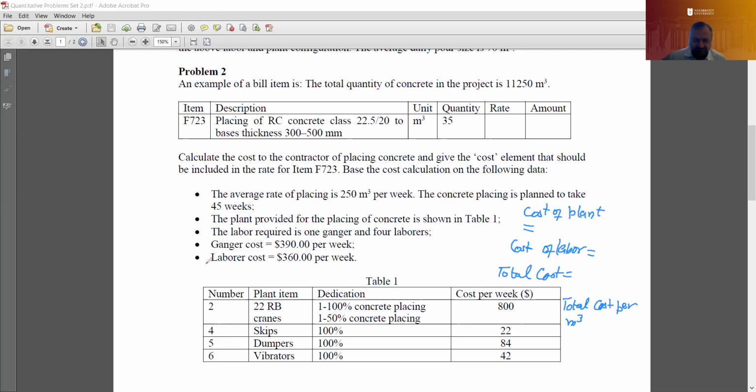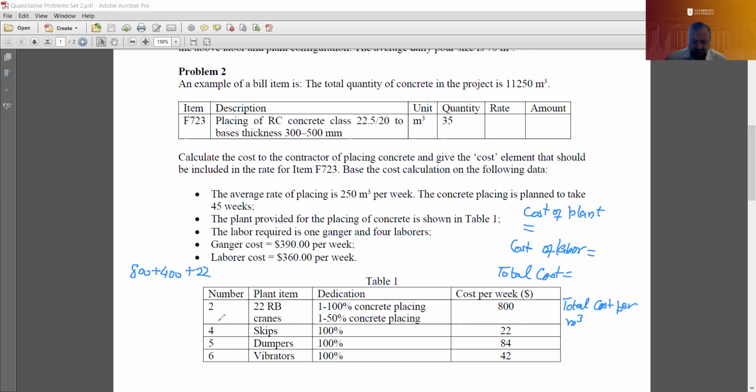So the cost of plant will be, you can see that it's not very difficult. The cost per week is 800 for each of these cranes. So one of the cranes will be for 100% of the time, so that will be 800. The other crane will be 50% of the time, so maybe we can use 400. Okay. And then for these plants, what are these weekly costs?